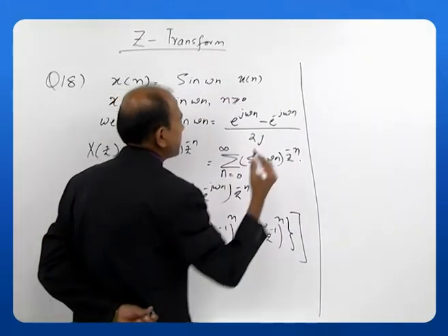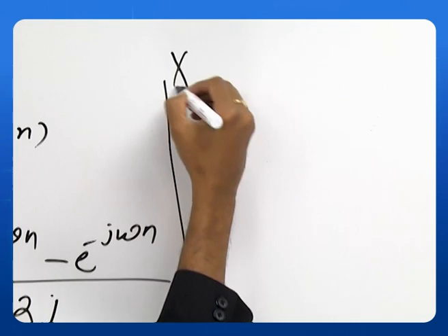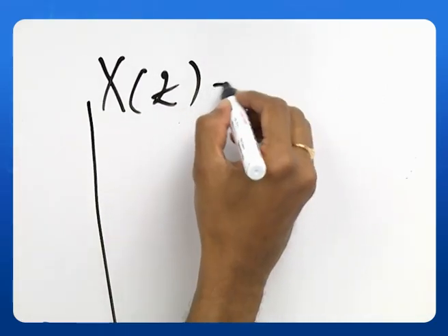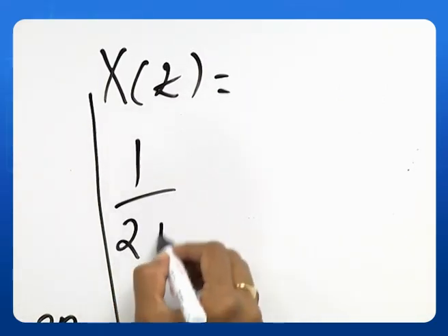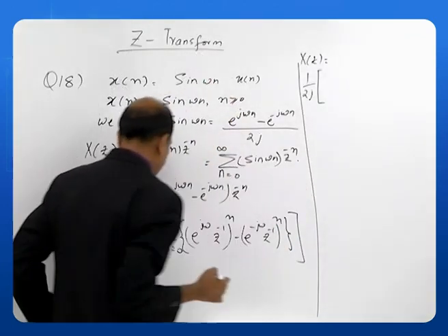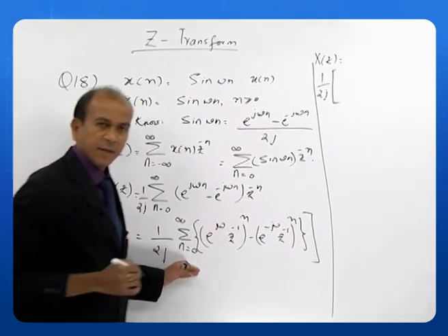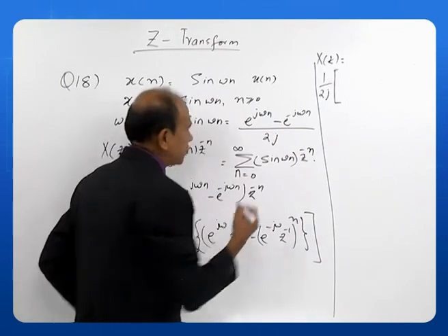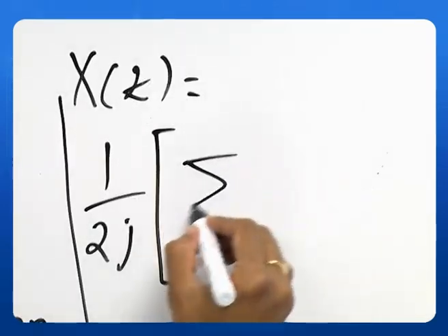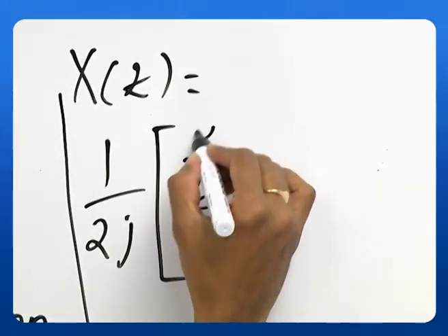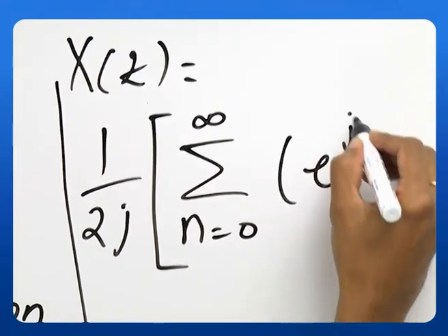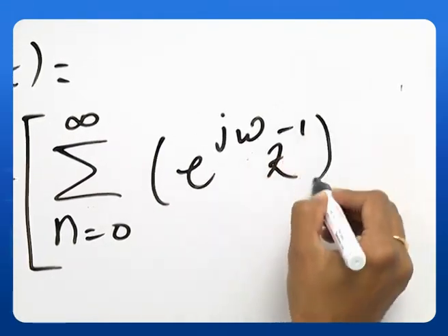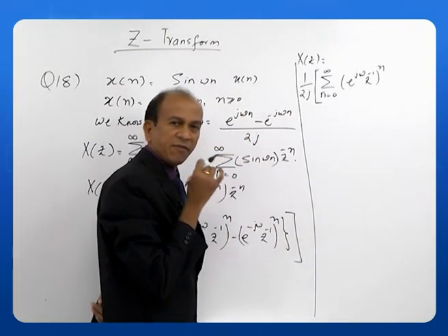So this I can write as X(z) is equal to 1/2j. Let's break this into two parts, as I have said. This is equal to the summation n = 0 to infinity of (e^{jω} z^{-1})^n. So this is the first part.